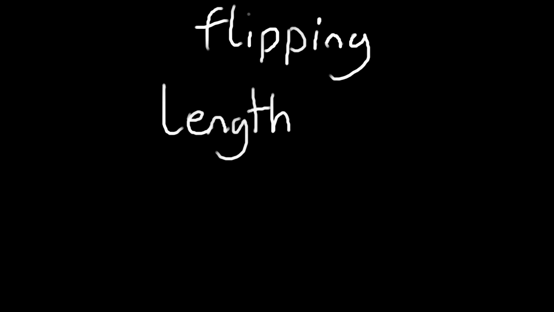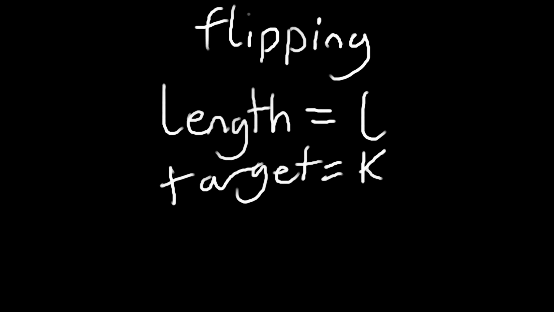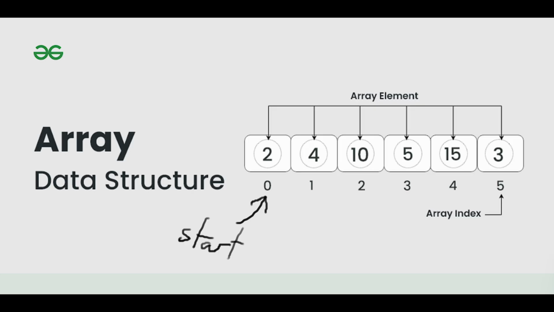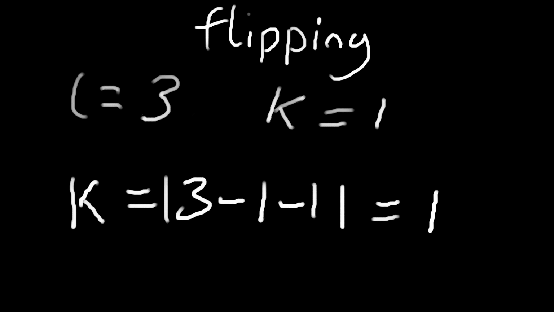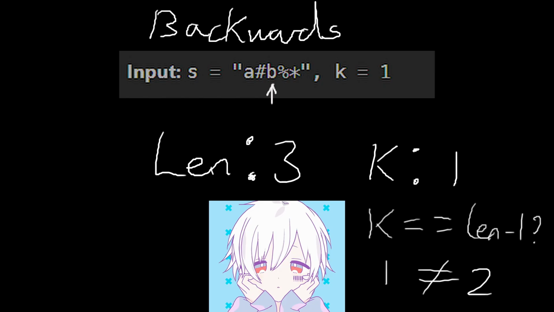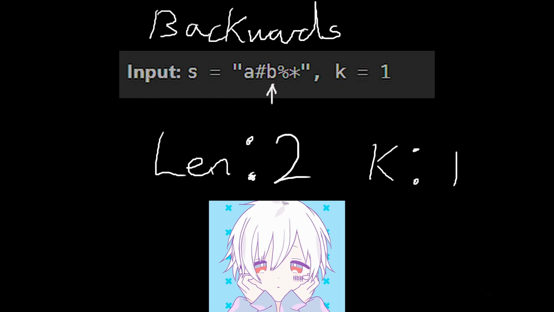Let's say the length of our word is L and the target index is k. Then in order to flip the target index, we do k equals L minus 1 minus k. We need to take away 1 to account for the fact that indexing starts at 0. So the target position k is now 1. Then we get b. Since we are stepping backwards, we will check that our target index isn't equal to the length of our string minus 1. 2 does not equal 1, so we will continue and subtract 1 from our length. Our new length is now 2.